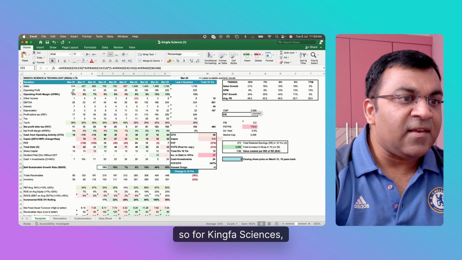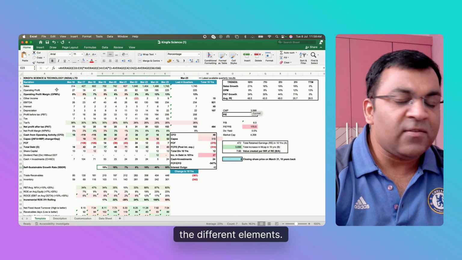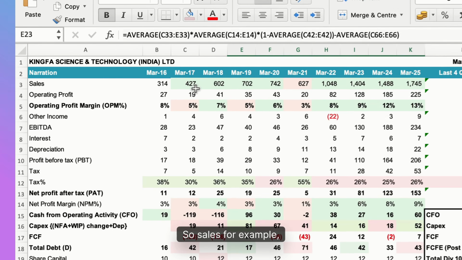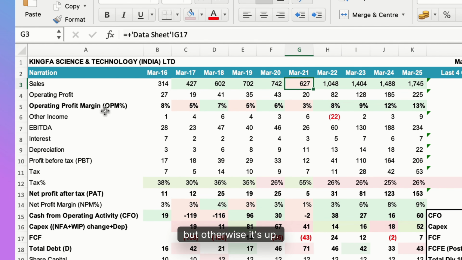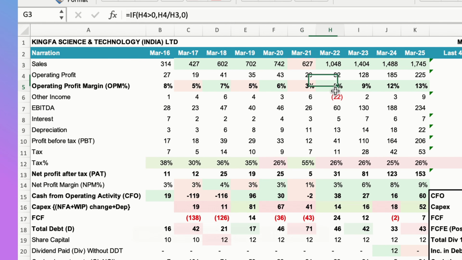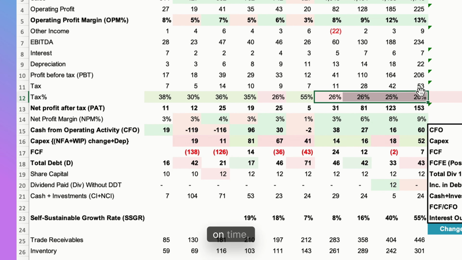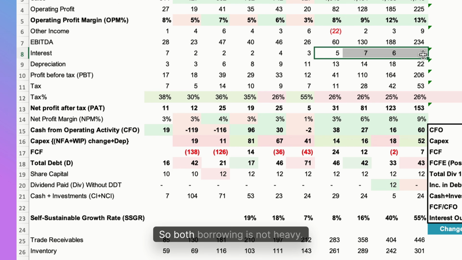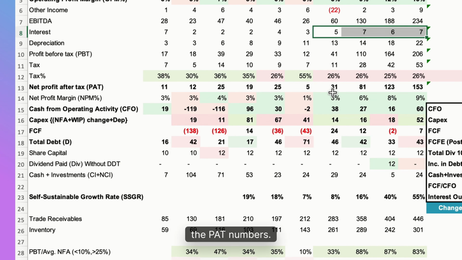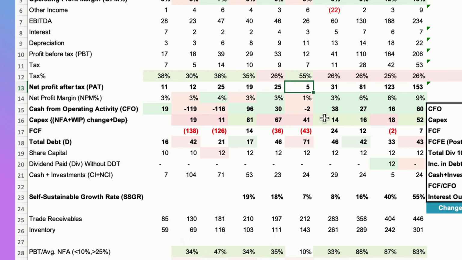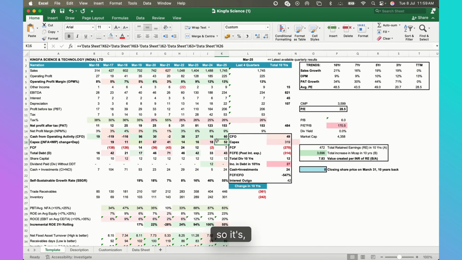So for Kingfa Sciences, let's look at the different elements. I'll quickly go through it. So sales, for example, it's all going up except for this one COVID year where it went down, but otherwise it's up. Operating margins are also on the way up, 8, 9, 12, 13%. They've been paying taxes on time. Interest, so borrowing is not heavy. It's pretty low actually. And look at the net profit numbers, the PAT numbers. From 5 in FY21 to 31, 81, 123 and 153. So yeah, it's going well.